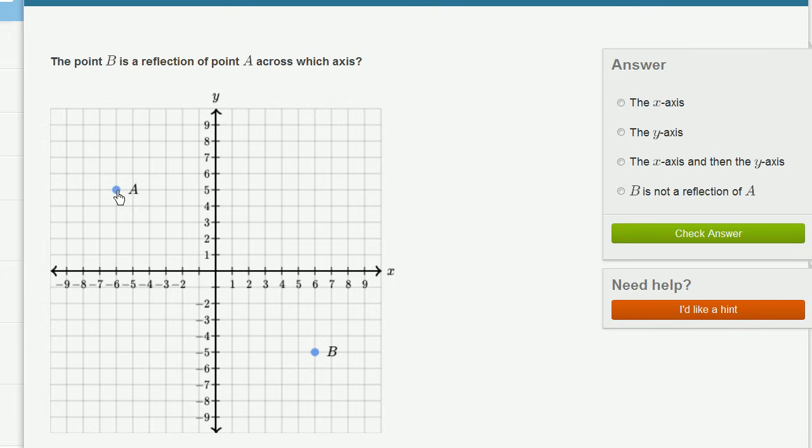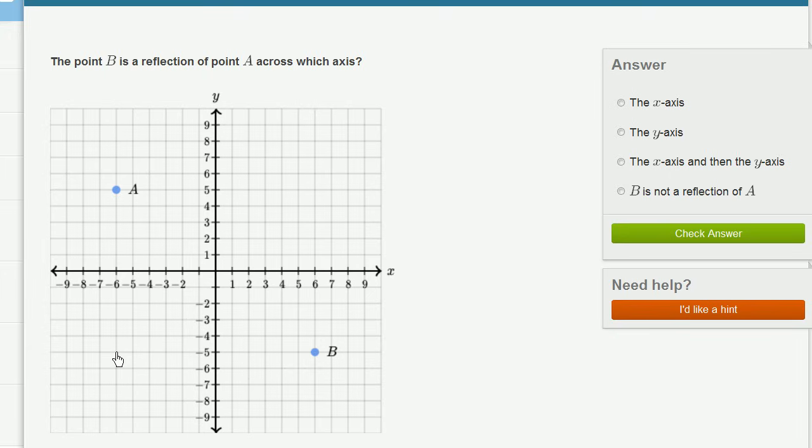If I were to reflect this point across the y-axis, it would go all the way to +6, 5. So it would go all the way right over here. So if I reflect A just across the y-axis, it would go there. And then if I reflected that point across the x-axis, then I would end up at 5 below the x-axis at an x-coordinate of 6. So to go from A to B, you could reflect across the y and then the x, or you could reflect across the x. It would get you right over here.